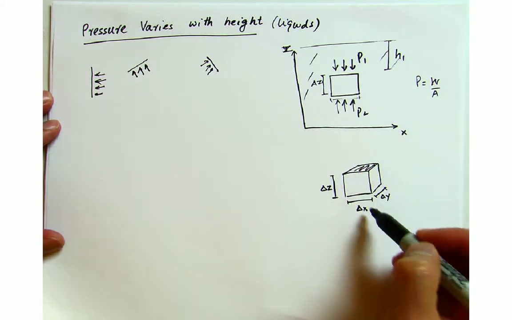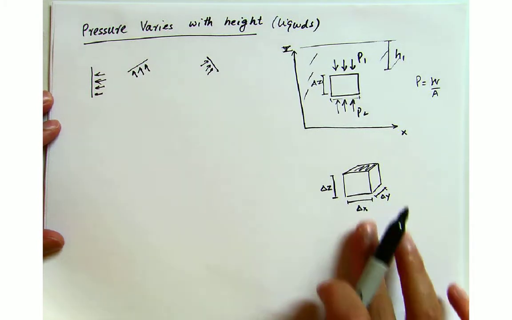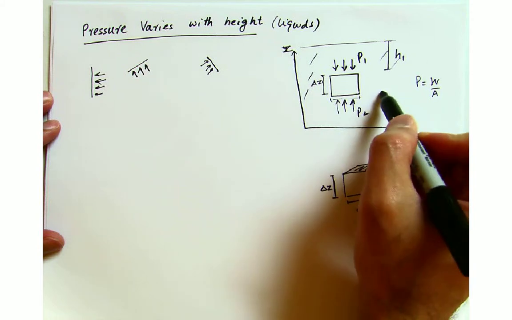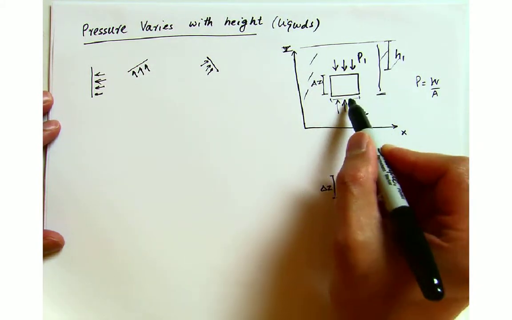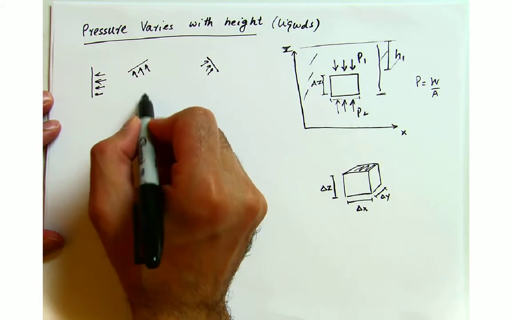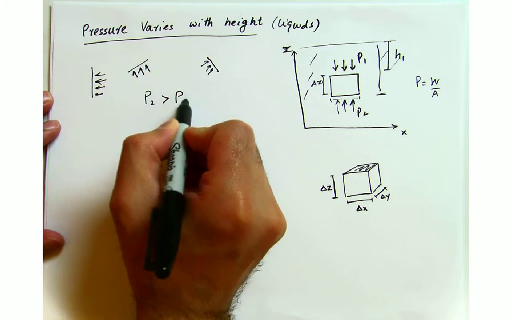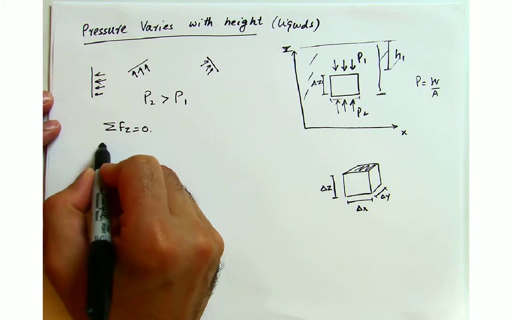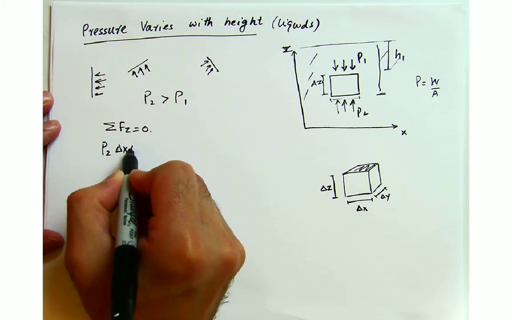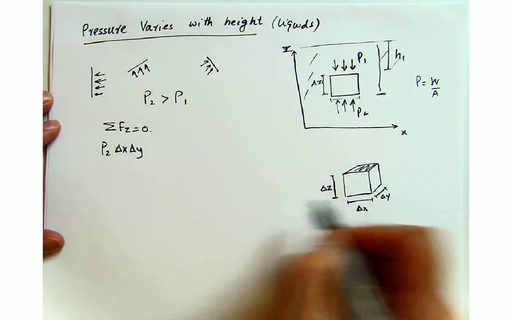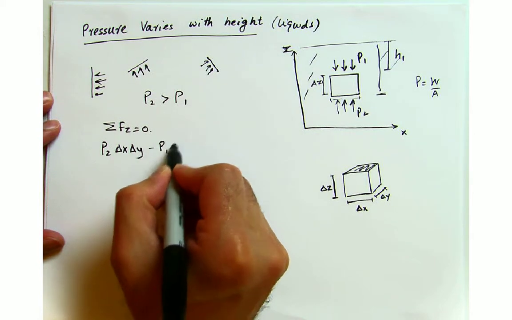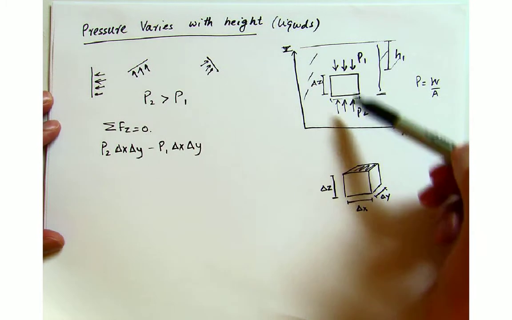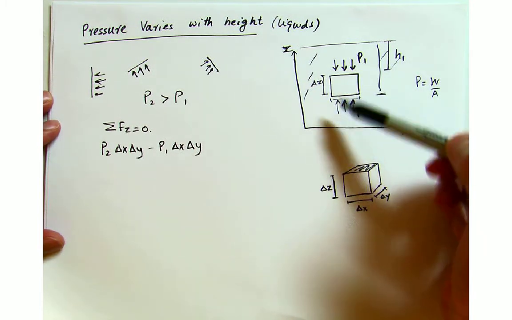So this is our surface area, this one and this one, where the force or the pressure is acting. In this case, as we have more liquid resting on this layer, we can see that P2 is greater than P1. And if I do the force balance in the Z, P2 delta x delta y, that on this area the pressure is acting, minus P1 delta x delta y is equal to... and anytime you have a pressure difference, the fluid will start moving.